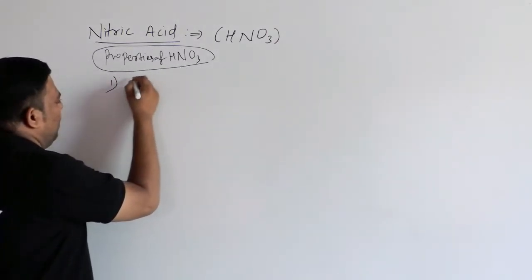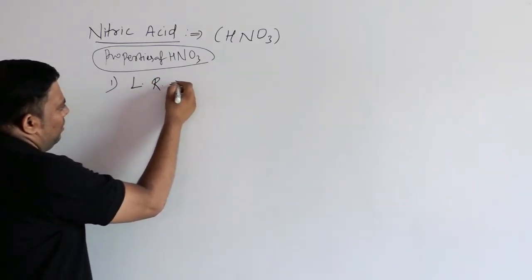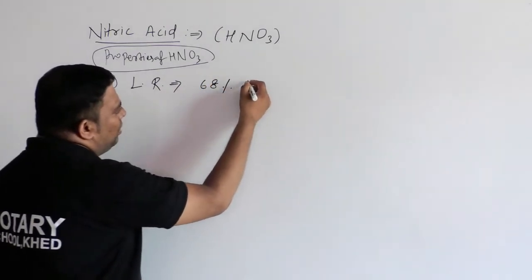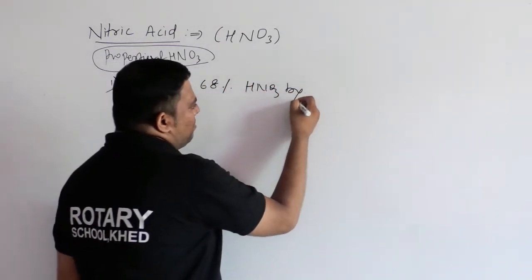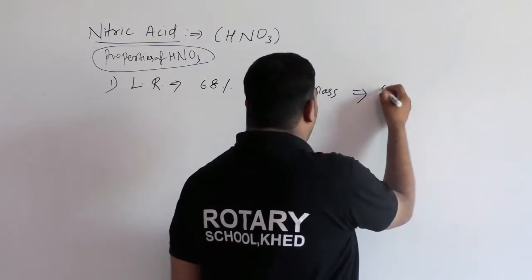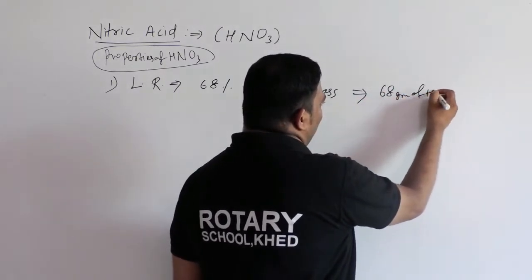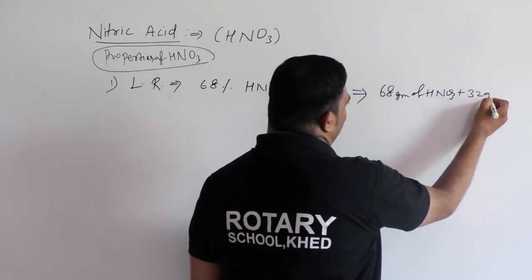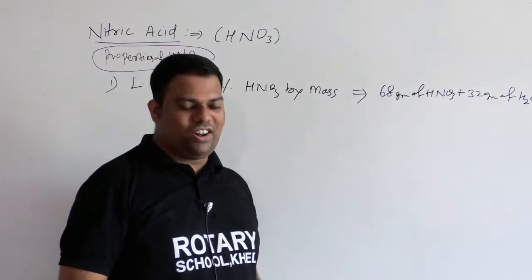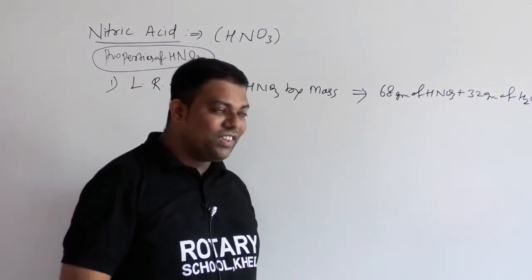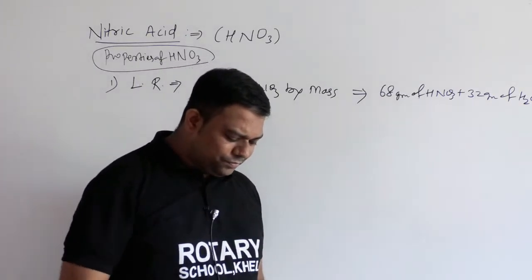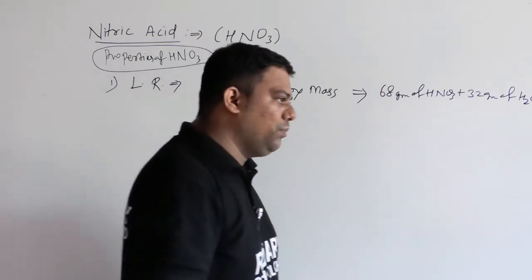Laboratory reagent, or we can say laboratory grade nitric acid. How much? 68% HNO3 by mass. Mass means what? 68 gram of your HNO3 plus, beta, 32 gram of water. I hope you understood this. And its specific gravity is near about 1.504.